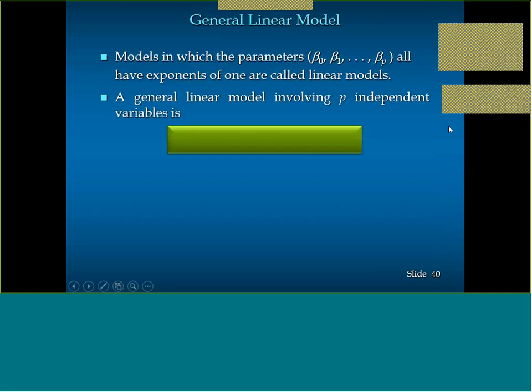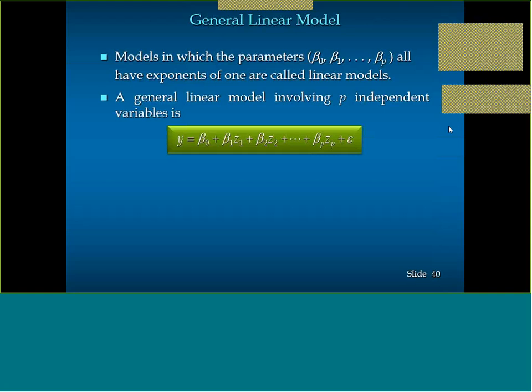So a general linear model involving p independent variables and a dependent variable, generally we write them as y equal to beta naught plus beta 1 z1 plus beta 2 z2 plus and so on beta p zp plus epsilon. This is a probabilistic model on the lines of a deterministic model. So here z1, z2 and so on zp are independent variables. They are p in number.